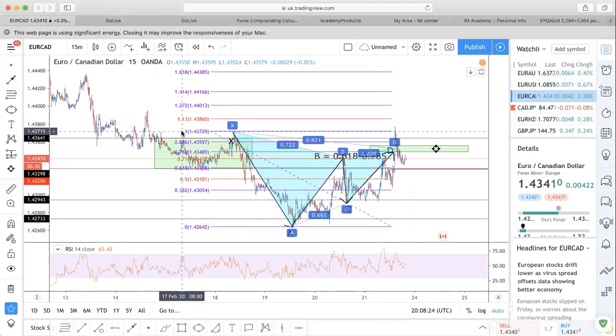That's the concept I am using when my harmonic pattern stop loss is hit. When price moves above my resistance zone, price has to come back and retest my resistance zone.